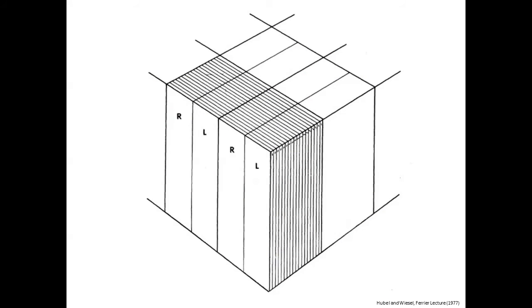Hubel and Wiesel proposed a model to explain the organization of these cortical maps. In their model, the cortical stripes for different eye inputs and stimulus orientations are organized in a cube as the one illustrated here. L and R stand for left and right eyes. The orientations are illustrated by small lines at the front top corner of the cube.